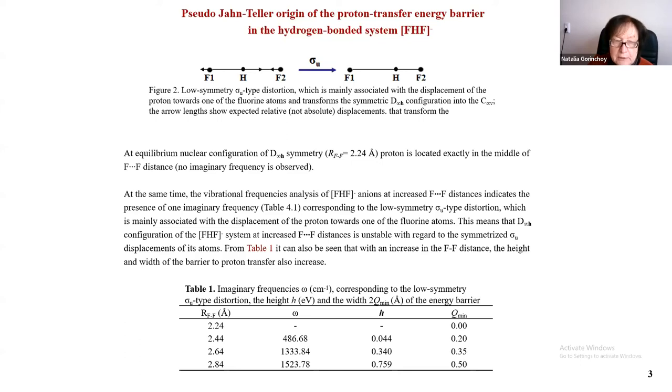No imaginary frequency is observed. At the same time, the vibrational frequency analysis of the anion at increased fluorine-fluorine distances indicates the presence of one imaginary frequency corresponding to the low-symmetry sigma-u type distortion, which is mainly associated with the displacement of the proton towards one of the fluorine atoms. It is seen from the table that with increase in the F-F distance, the height and width of the barrier to proton transfer also increase.